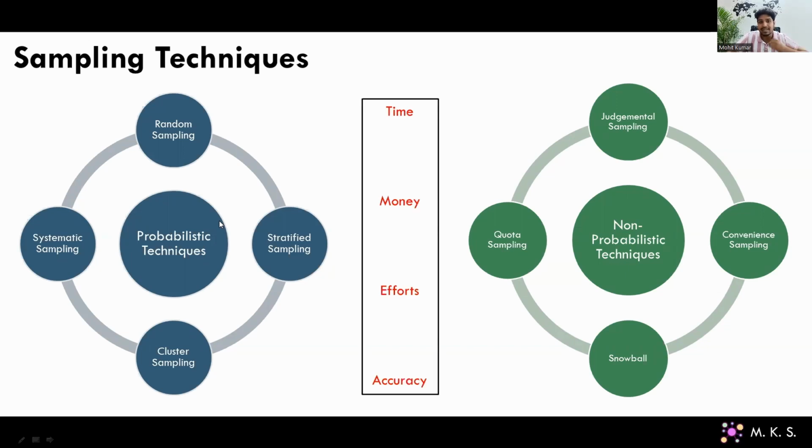Apart from that, there are a lot of factors, like how much time or money or effort someone can put in to extract the sample from the population, and how much accuracy you want in your sample. Like you want your sample to be representative of your population. For that you have to spend more time, money and effort. So each technique has its own advantages and disadvantages that we will keep discussing along with each technique. So now let's get started with the probabilistic sampling techniques.